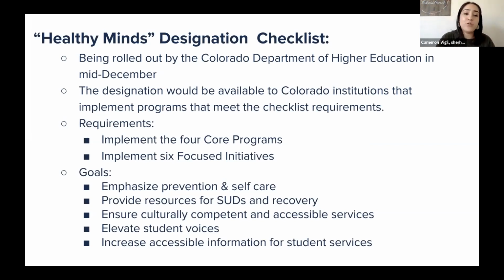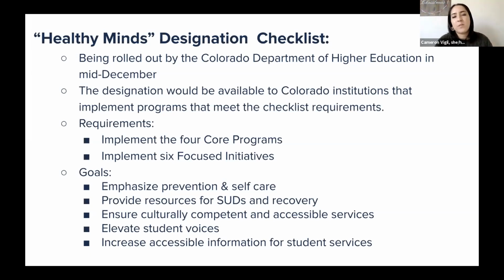Now, if an institution completes the requirements on the checklist, they will get a state designation, basically saying, hey, the state recognizes this institution as a Healthy Minds campus, meaning if you're a student and your mental health is a priority, this is probably a good institution for you to attend, because we know that the state recognizes the institution is implementing programs that are maybe preventative, they're thinking about self-care, they're elevating student voices. So this is hopefully going to influence student decisions when applying for Colorado institutions. And this will also hopefully influence other institutions to earn the same designation.